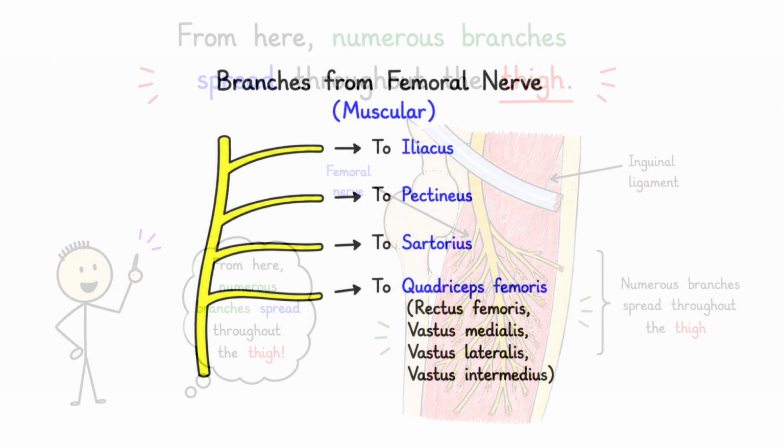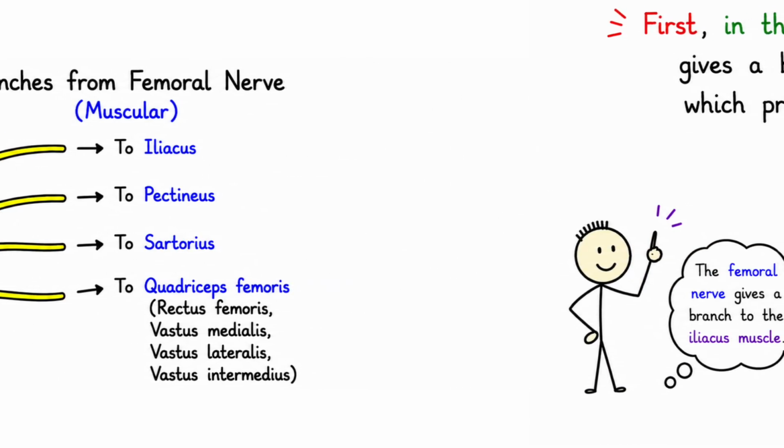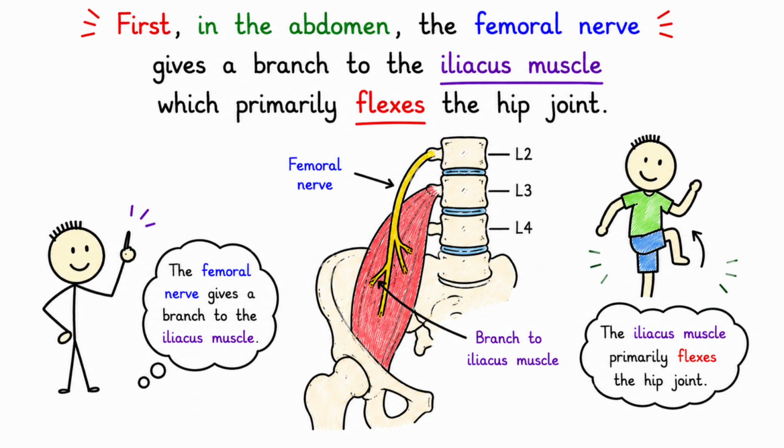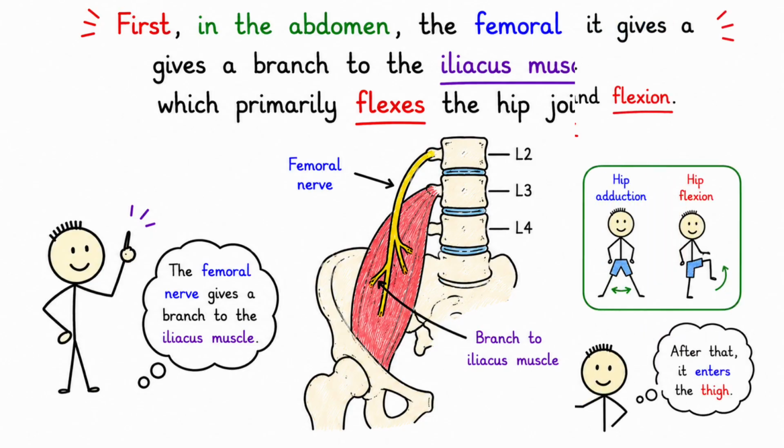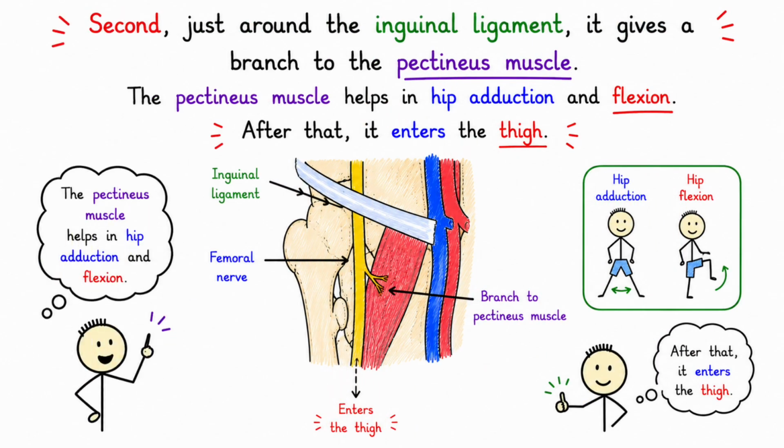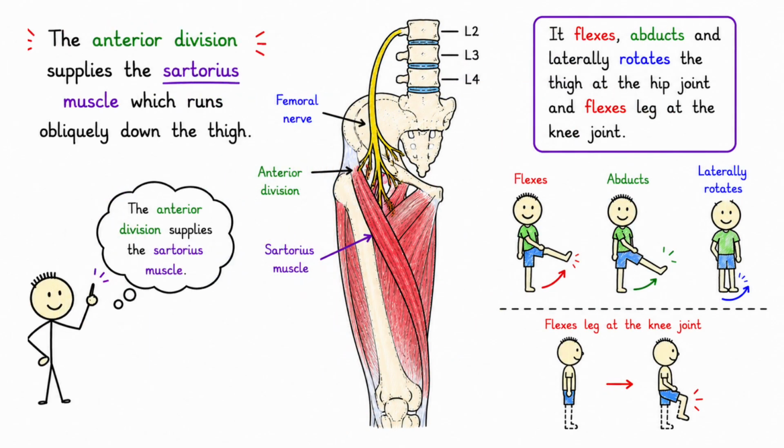Now, let's learn about the muscles supplied by the femoral nerve. First, in the abdomen, the femoral nerve gives a branch to the iliacus muscle, which primarily flexes the hip joint. Second, just above the inguinal ligament, it gives a branch to the pectineus muscle. The pectineus muscle helps in hip adduction and flexion. After that, it enters the thigh.